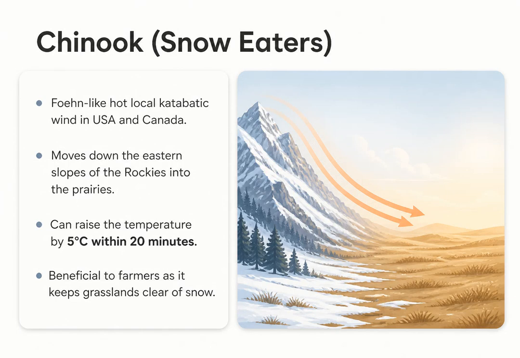In North America, a similar foehn-like wind is called the Chinook. Blowing down the eastern slopes of the Rocky Mountains into the prairies, the Chinook is so warm it's known as the snow eater. It can dramatically raise temperatures by 5 degrees Celsius in just 20 minutes, which is incredibly beneficial for ranchers, as it clears winter snow from the grasslands.